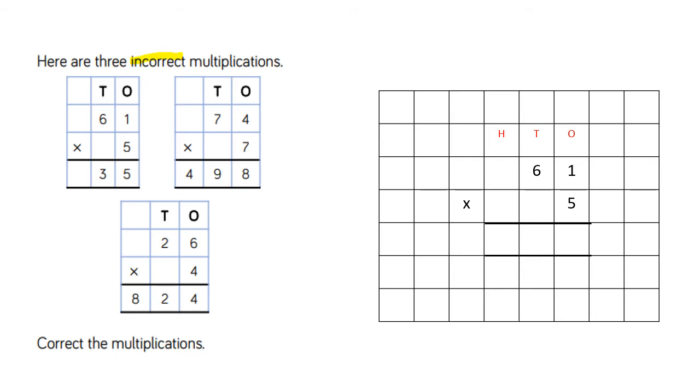So 61 times 5 with the 60 in the tens column and the 1 in the ones column. Okay, so the first thing we need to do is we need to multiply the digits in the ones column. So 1 times 5 is 5. And the next thing we need to do is multiply the tens digit by the bottom digit in the ones column. So 6 tens times 5 ones is 6 times 5 is 30. Okay, so the answer is 305. So what did they do wrong? And you need to correct the other ones too.